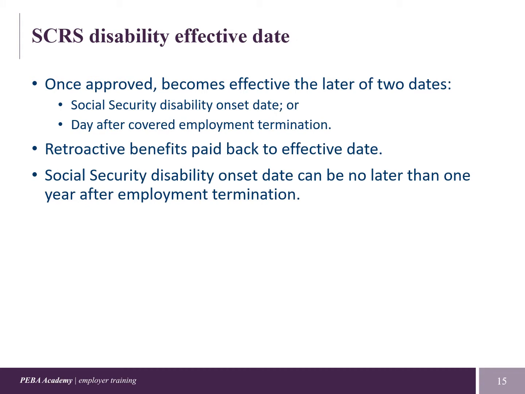For those approved for SCRS disability retirement, the effective date of retirement is either the Social Security disability onset date or the day following the member's termination date, whichever is later. Retroactive benefit payments are made back to the effective date of retirement. Please note that the Social Security onset date cannot be later than 1 year after the member's termination date.